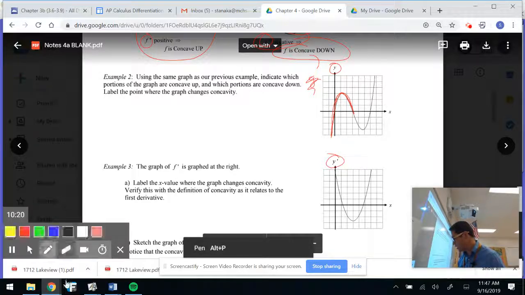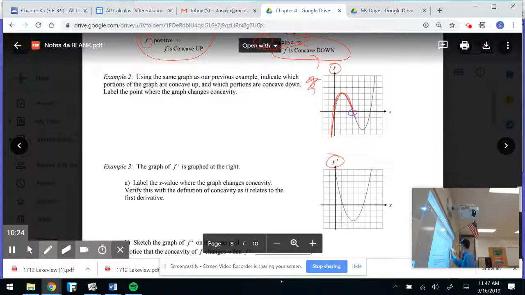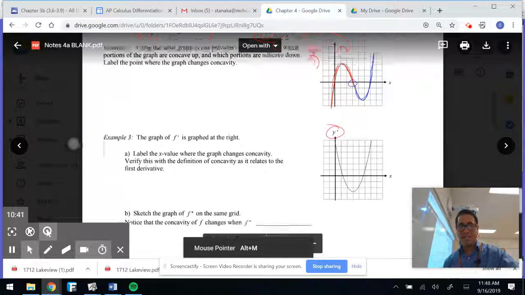Vice versa. Check this out. It looks like right around here it changes concavity, right? It goes from down to up. So the red would be concave down, the second derivative negative. The blue would be concave up, second derivative being positive. Very interesting. Now let's change our thought process a little bit.